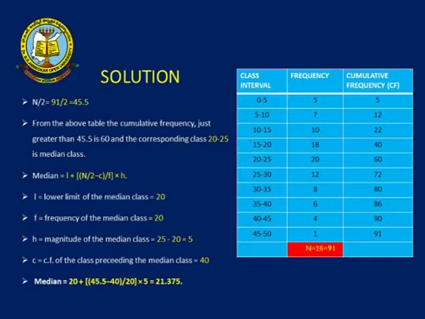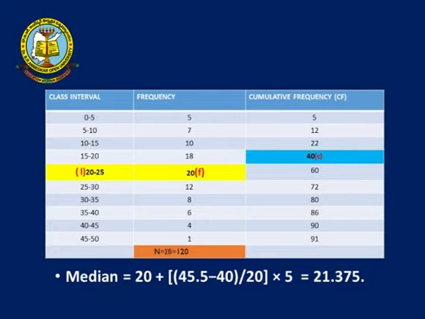The cumulative frequency preceding the median class is 40. Above 60, the value 40 is the C value. Next, 20 is the small f value, and the class interval lower limit 20 is the L value. Capital N means the sum of the frequencies, that is 91. The values are substituted in the formula. Median is equal to L value 20.